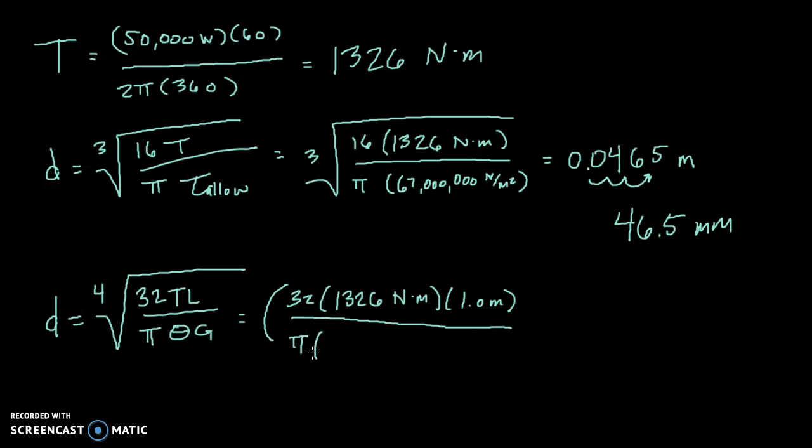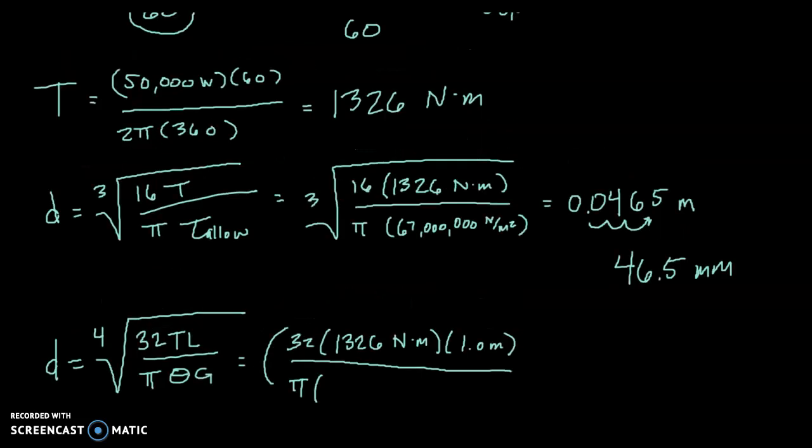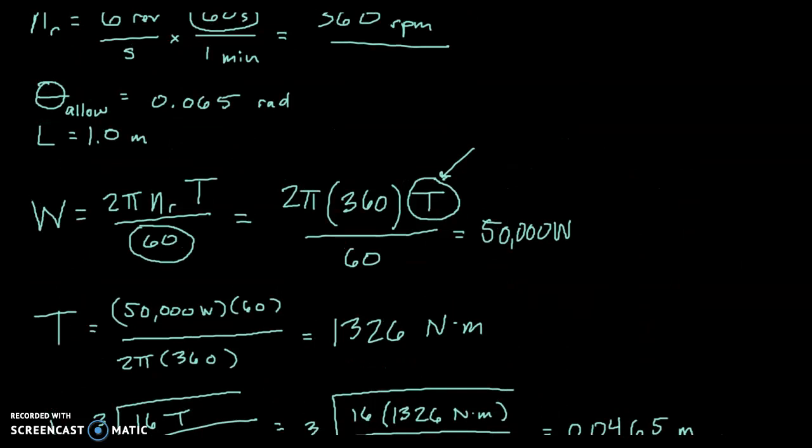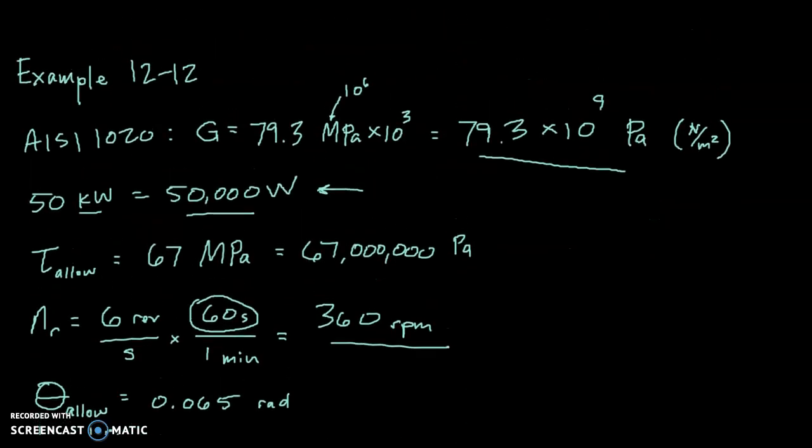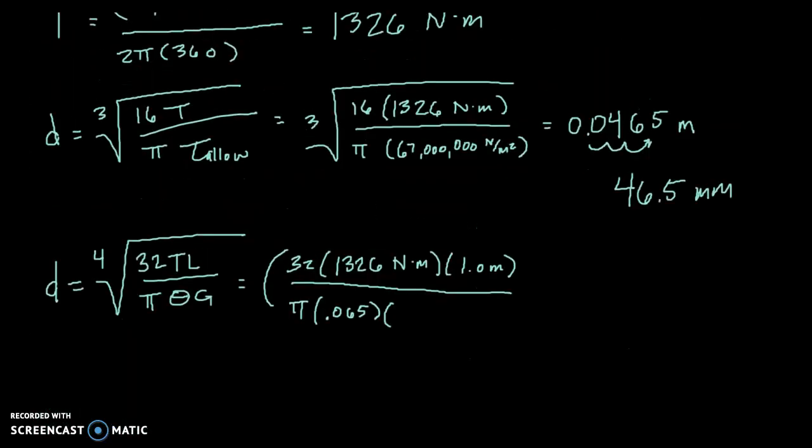times theta, which is going to be our allowable theta. And remember, this has to be in radians. And we were given 0.065 radians. 0.065 times G. Let's scroll up here to remind ourselves what G was. G was 79.3 times 10 to the 9th. I'm going to take all of this to the power of 1/4.